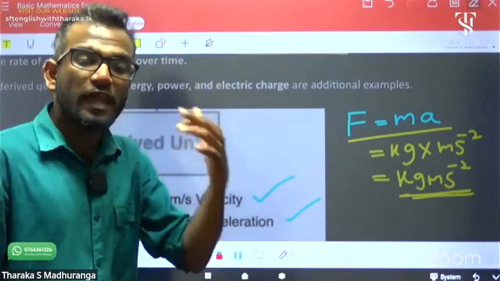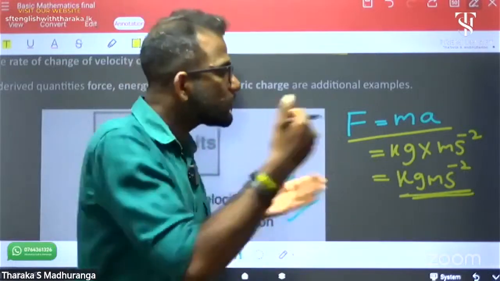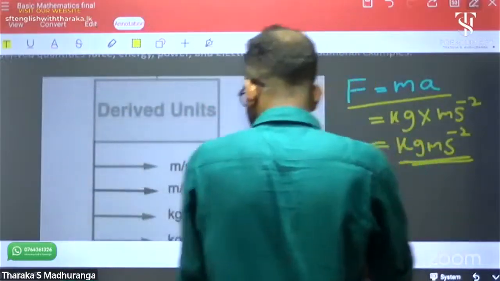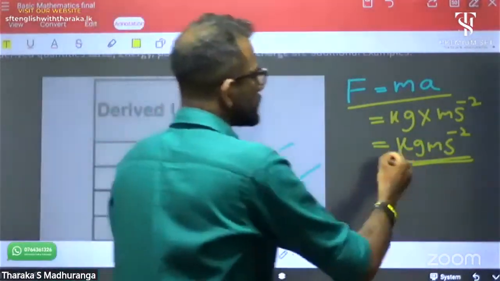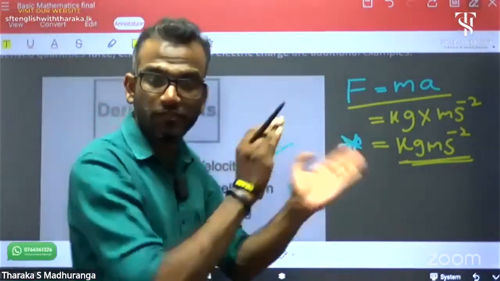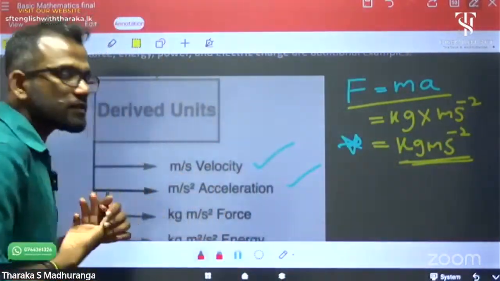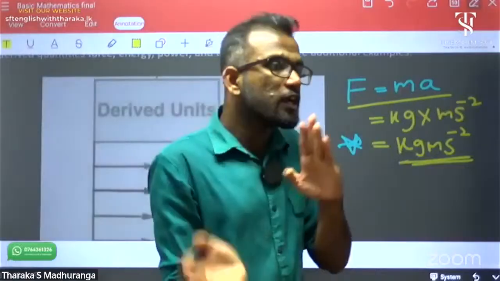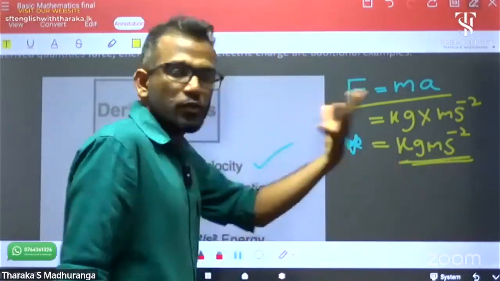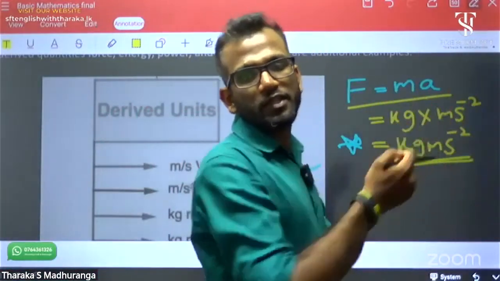Newton is a derived unit that we can define by another term, another unit. Kg m s minus 2 is the actual unit. Please understand the difference. In lessons I will explain. A base unit we can't define by another unit, but a derived unit we can define by another unit or another quantity.